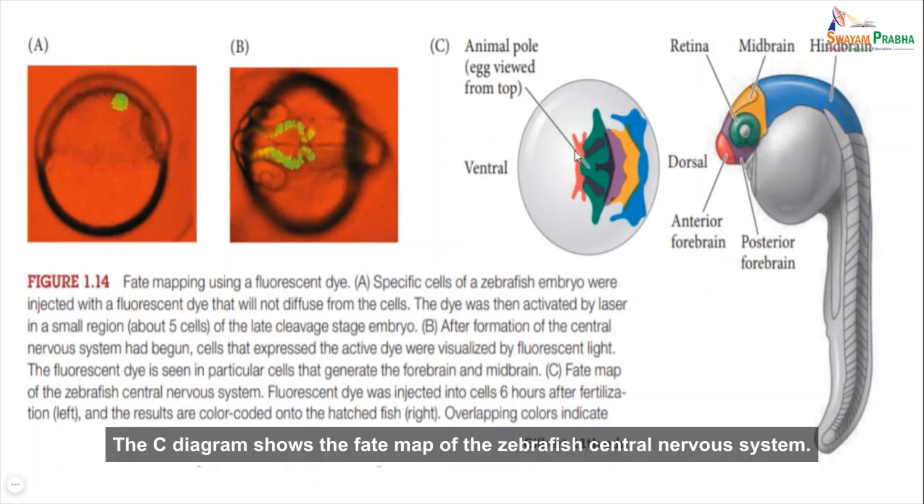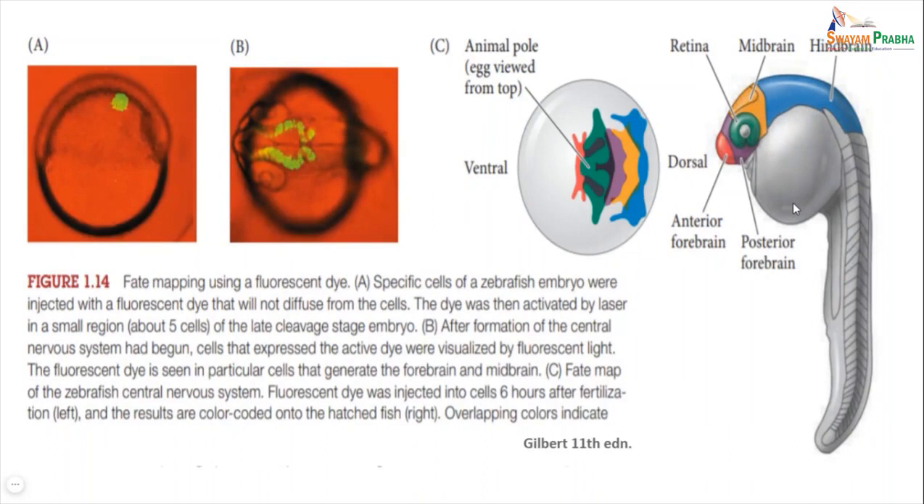The C diagram shows the fate map of the zebrafish central nervous system. The fluorescent dye was injected into cells 6 hours after fertilization, and the results are color coded onto the hatched fish as we see here.